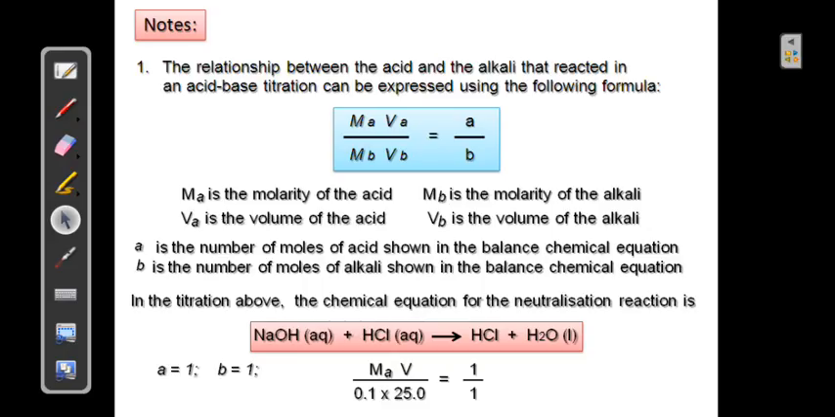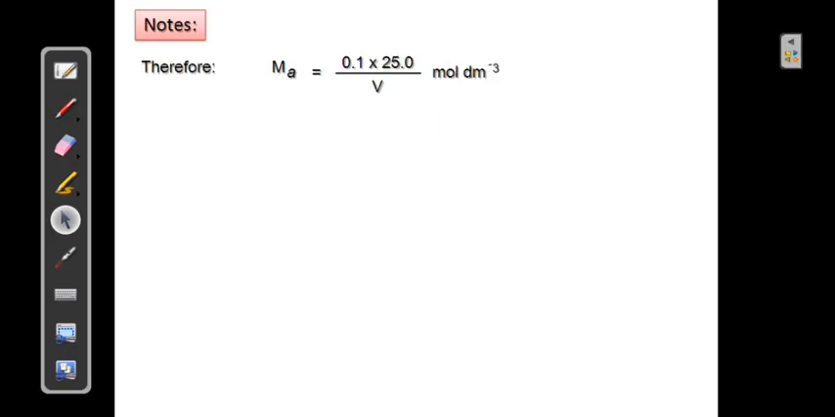And if the volume is different, of course you get a different calculation, different answer. Therefore, the molarity of acid is equal to 0.1 times 25.0 over V mole per cubic decimeter, which is equal to 2.5 over V mole per cubic decimeter.